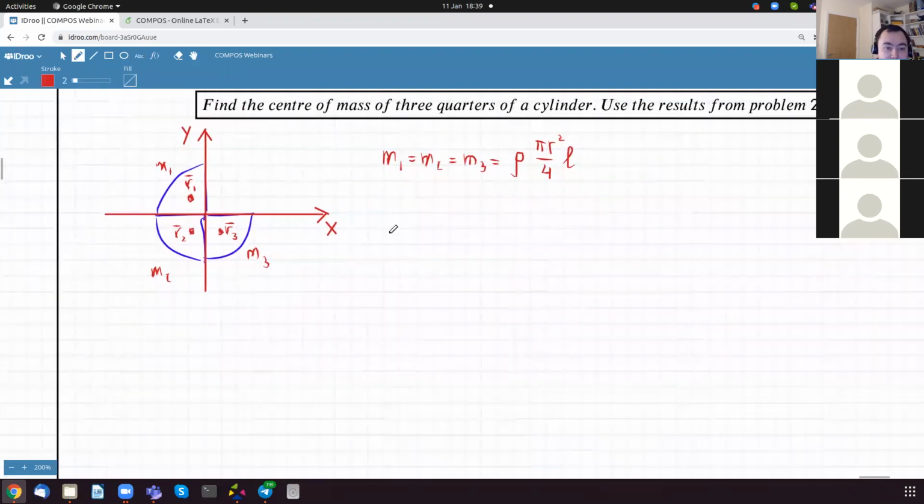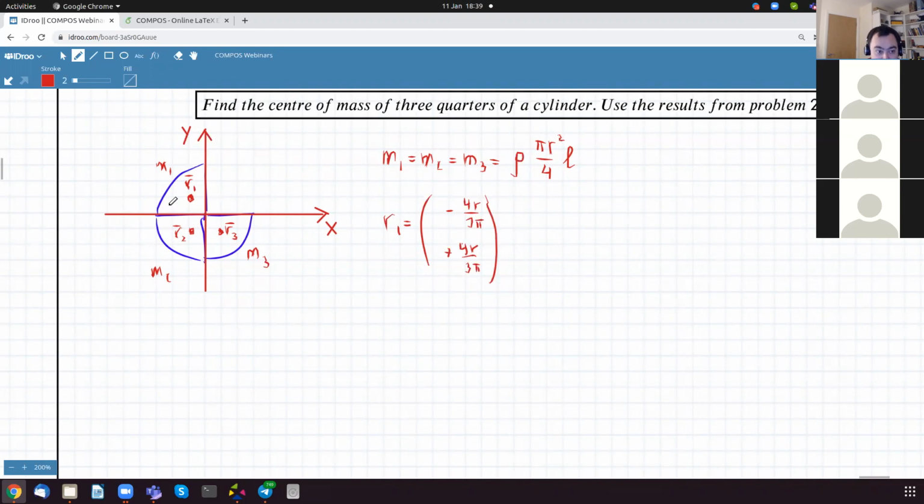And we have R1 is equal to, my cheat sheet, R1 is minus 4R over 3 pi and plus 4R over 3 pi. That's the coordinates, because we know the coordinates of the center of mass of the first part. The first part is this bit. Yes, the second part is this. And the third part is this.